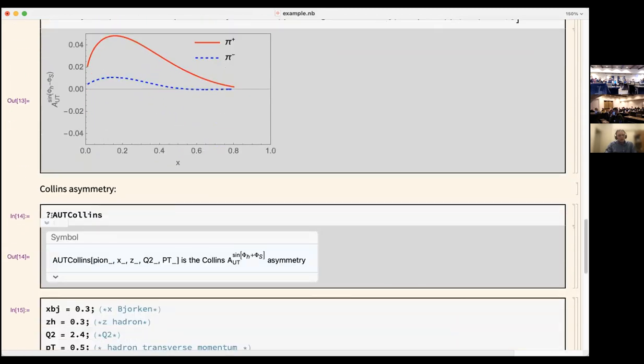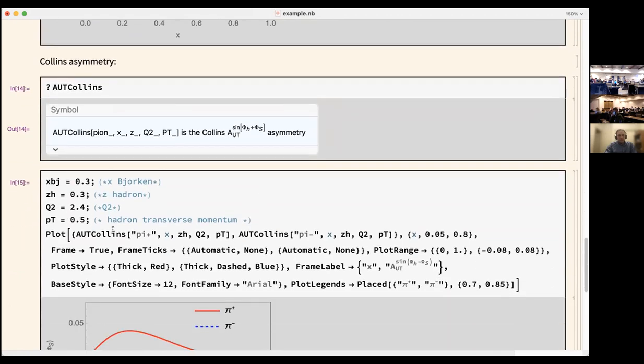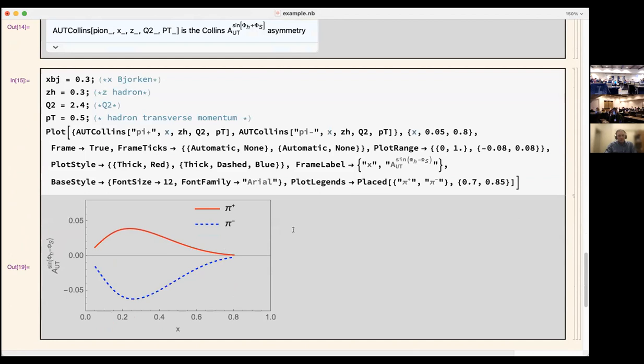For the Collins asymmetry, AUT Collins, it's the AUT sine of phi_h plus phi_s. Again, I plot for pi plus and pi minus. For pi plus, it's positive. For pi minus, it's negative. This is the result from phenomenology.